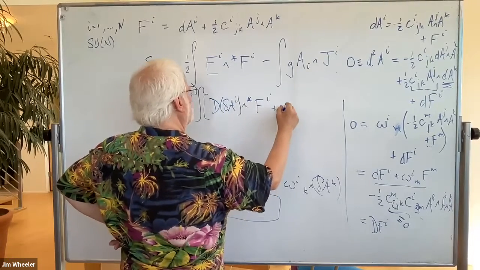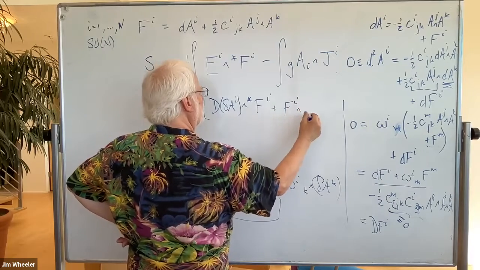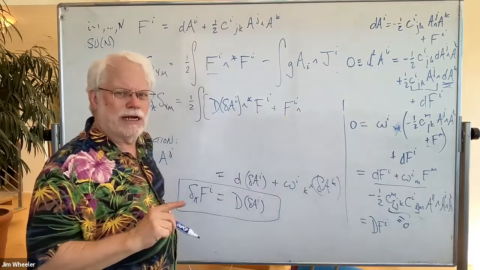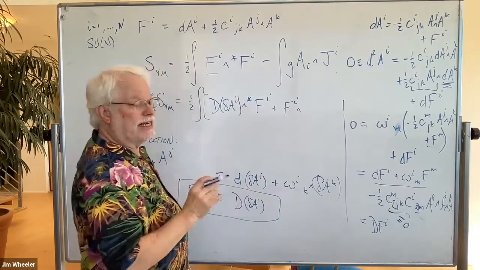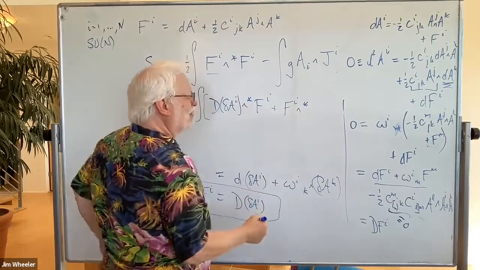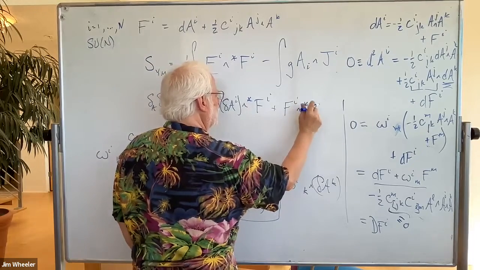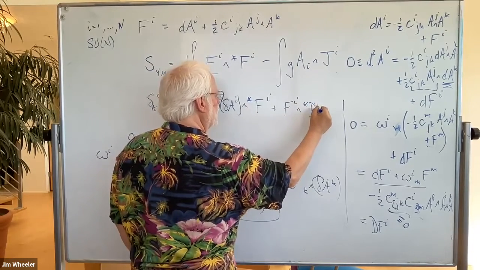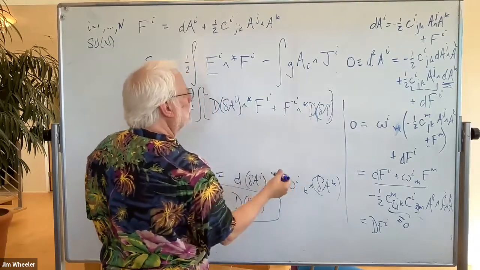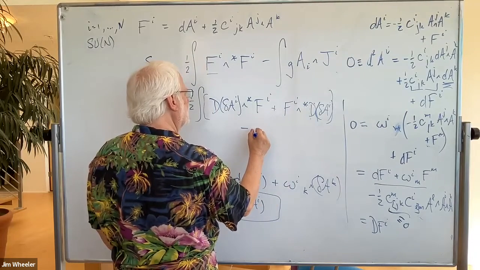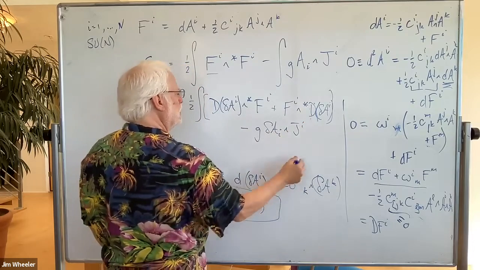plus I'm going to get Fi wedge, and now you sometimes have to be careful here whether the Hodge dual commutes with the variation. It does in this case. I've run into theories where it doesn't, so you have to worry a little bit. But then this ends up being the Hodge dual of D of del A. And then here we get minus G del A wedge J. So let's see.